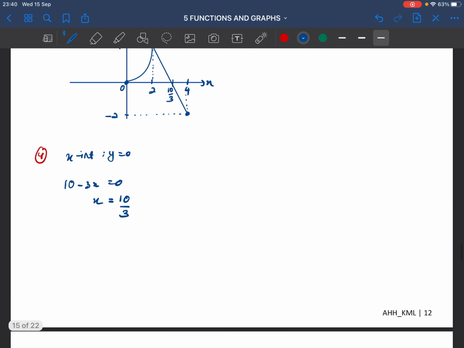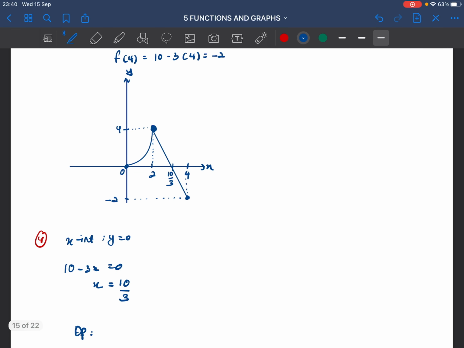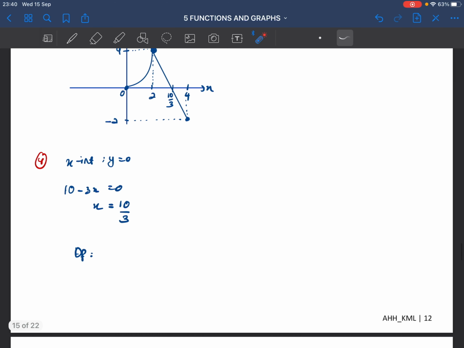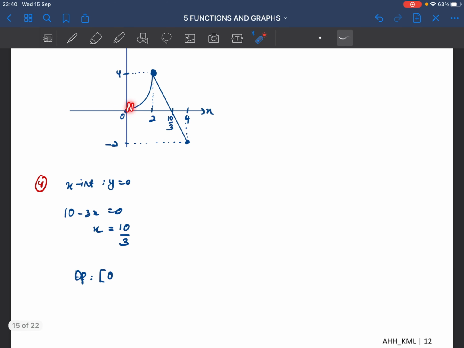Okay, so let's see our domain. So domain daripada kiri, tak ada graph. The graph start from here. So here is x equals to 0. So close 0. Sebab hitam dan circle kat situ. So 0. Okay, teruskan ada function. Function dia hitam, so dia termasuk. Ada function. Berhenti dekat 4. So 0 to 4 close.